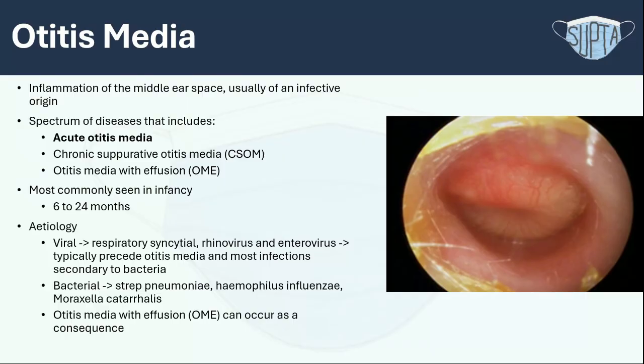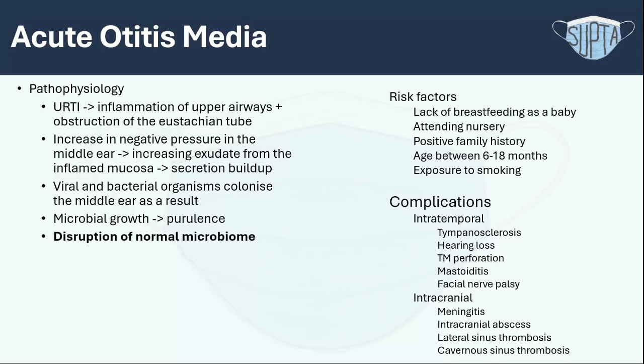And for etiology, if it's virally driven, it's usually respiratory syncytial virus, rhinovirus, and enterovirus. This basically precedes otitis media, and then most infections are secondary to bacteria. So the way it works essentially is the child, or anyone that has acute otitis media, may have presented with an upper respiratory tract infection, where you get a lot of inflammation of the upper airways, obstruction of the eustachian tube, and then an increase in negative pressure in the middle ear. So you have an increased exudate from the inflamed mucosa, secretions start to build up, which is the perfect environment for bacteria to colonize the middle ear.